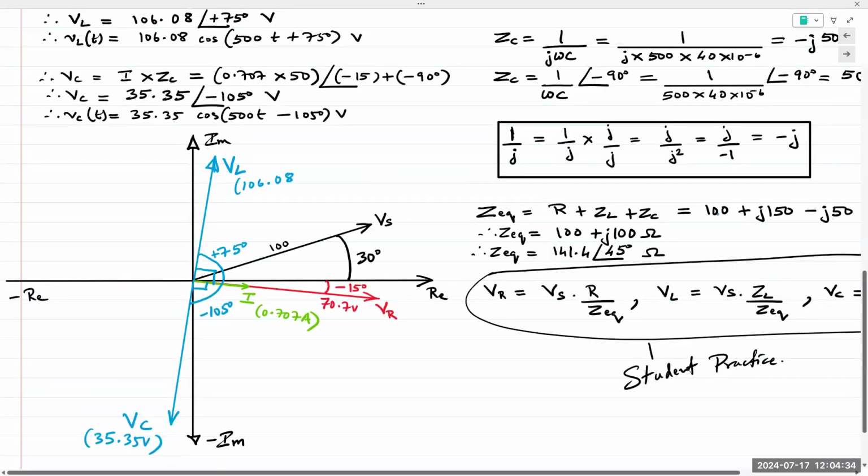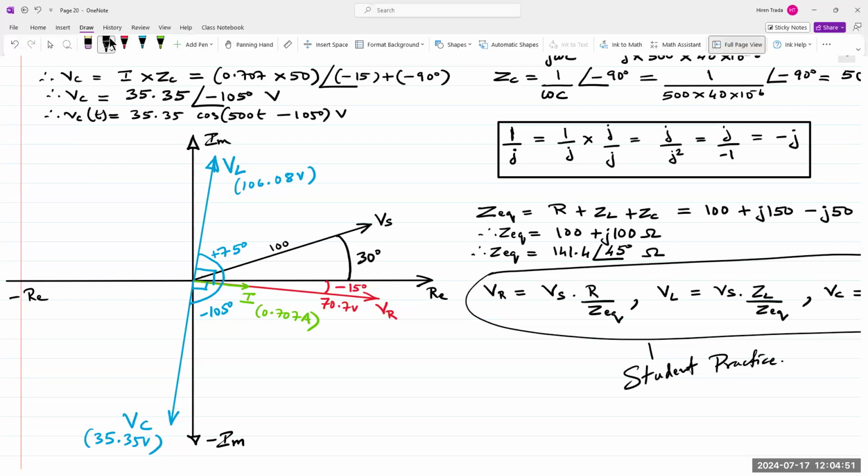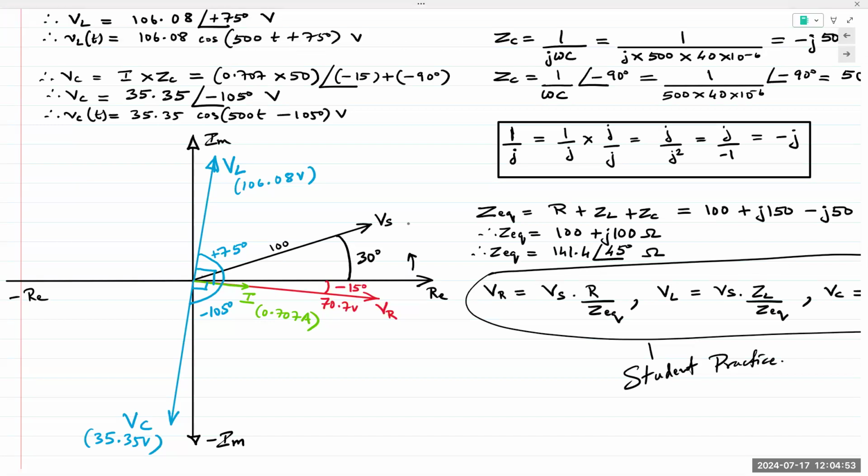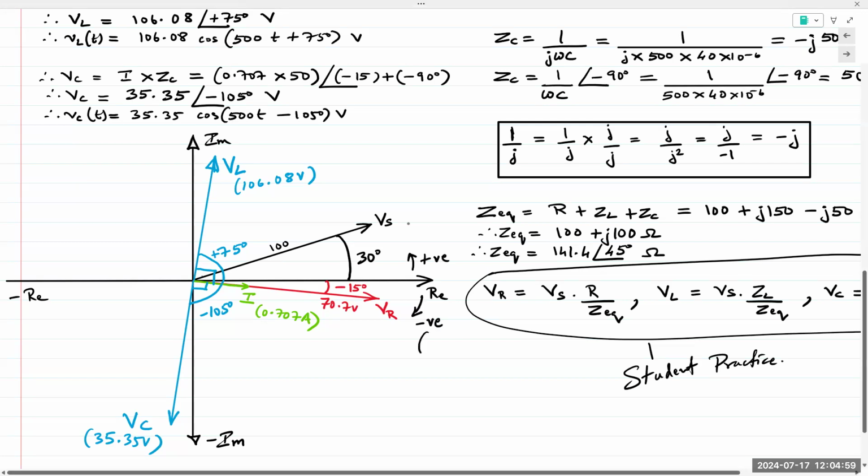I'm sorry, I've gone over time, so if you need to leave, feel free to leave. I'll just finish this, and you can watch the recording if you have to leave. But that's the phasor diagram. And again, as a reminder, positive angles go counterclockwise, and negative angles go clockwise.